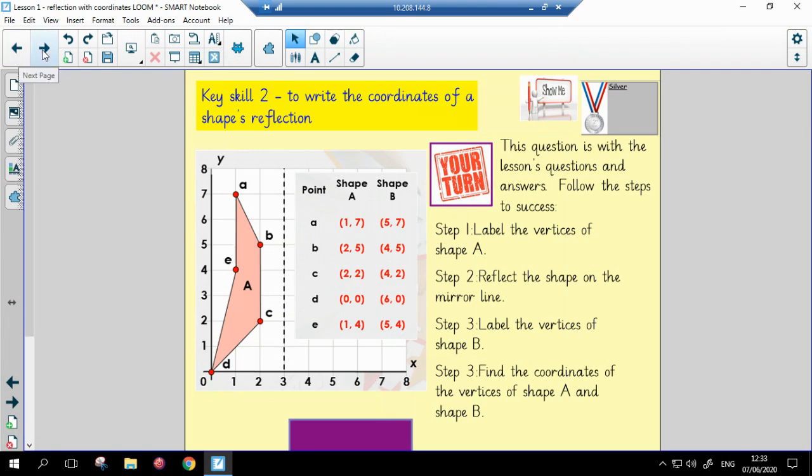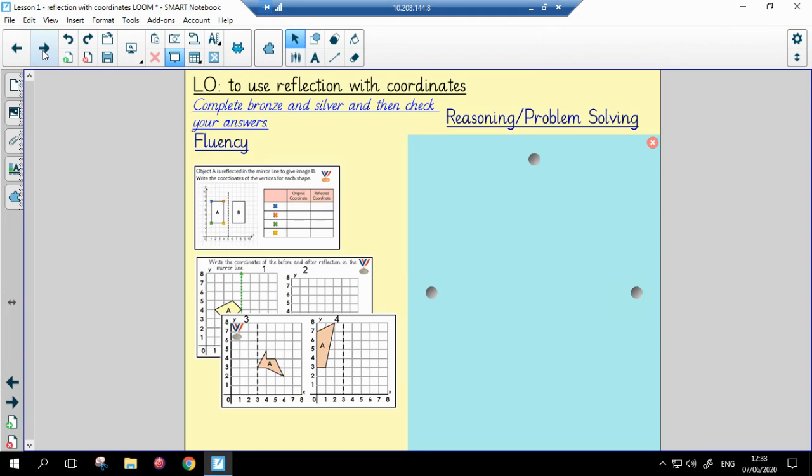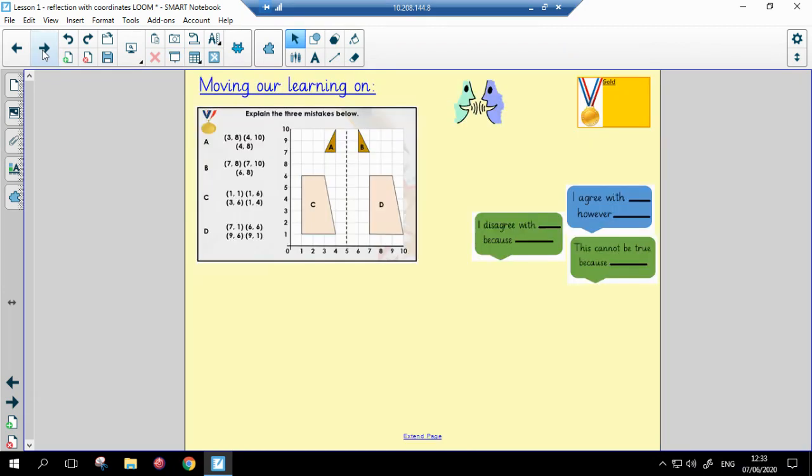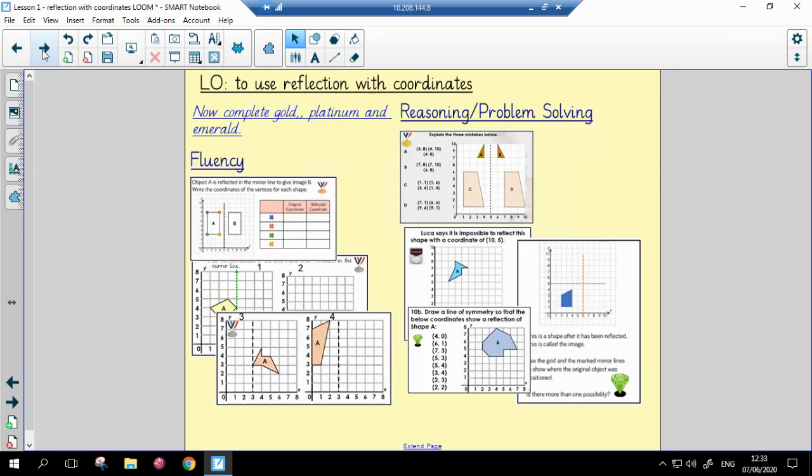So it's your turn now to practice the skills that we've just looked at. I'd like you to complete bronze and silver and then check your answers, correcting any mistakes that you've made, just like you would if you were at school. And then you can move on to gold. Now the gold question looks like this. There are 3 mistakes for you to identify. Okay, and then you can move on to the platinum and emerald questions as well.